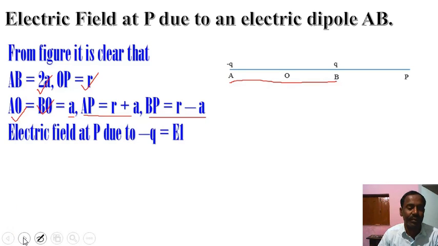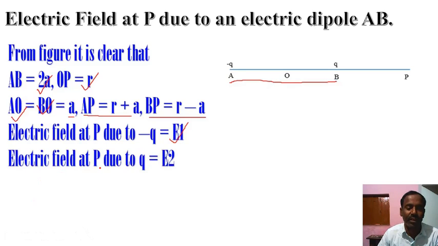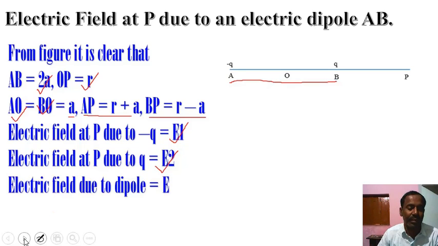Let the electric field at P due to minus Q charge be E1. Again, let the electric field at P due to plus Q charge be E2, and the electric field due to the dipole be E.